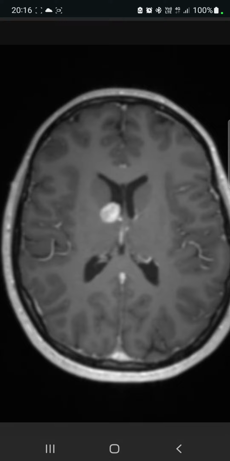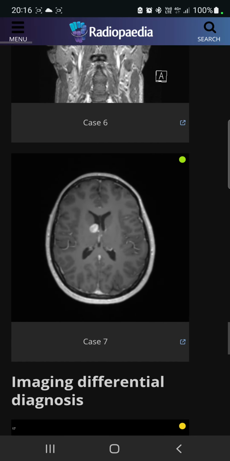Now you need to distinguish it from the subependymal nodules that, as we said, can be in the tuberous sclerosis complex. How you can differentiate it is because its size is more than 1 centimeter and it grows in serial imaging. So this is how you can differentiate this.